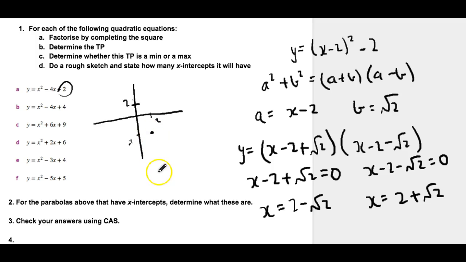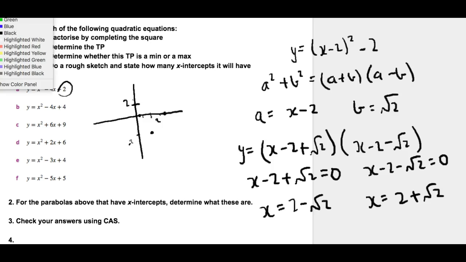And then we have x-intercepts at 2 minus √2. So the square root of 2 is approximately 1.4 from memory. So we're going to be here just below 1. And then 2 plus √2 is going to be about 3.4. So we're going to be just above here. Okay, and I might change the color because it's a bit hard to see. Okay, and then just join your dots.